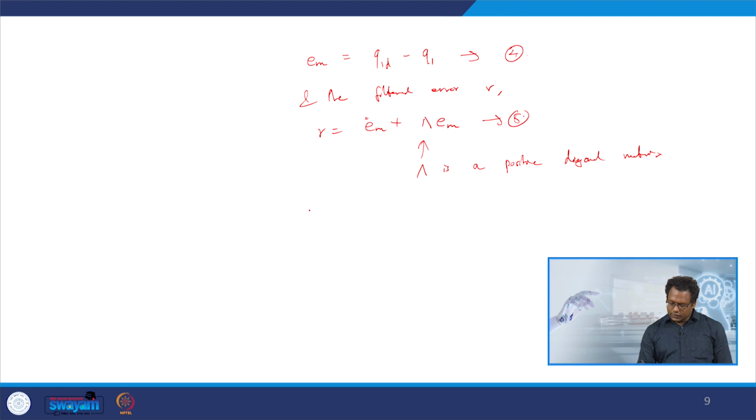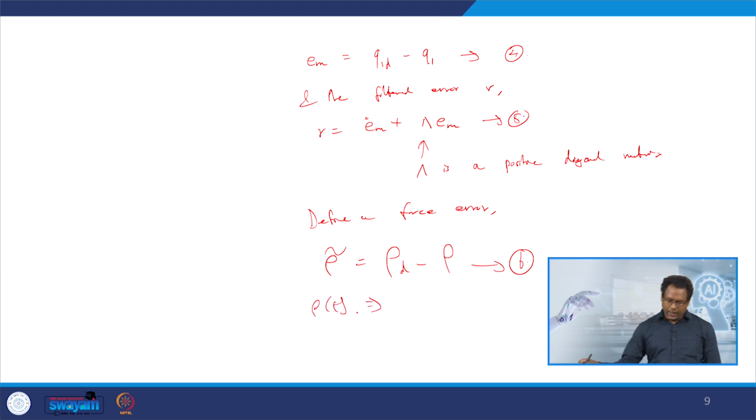And let us define a force error given by rho tilde equal to rho desired minus actual rho, that is given by equation number 6. So, rho of t here is the actual contact force that is normal to the contact surface, defined in the coordinate system attached to the contact surface, that is your actual force vector, rho of t.